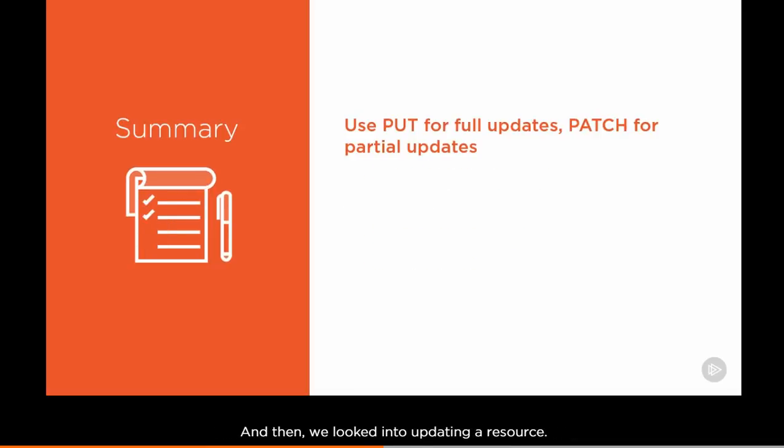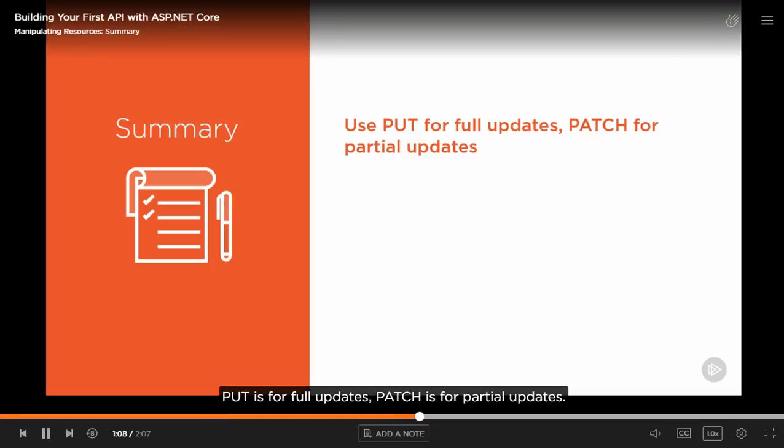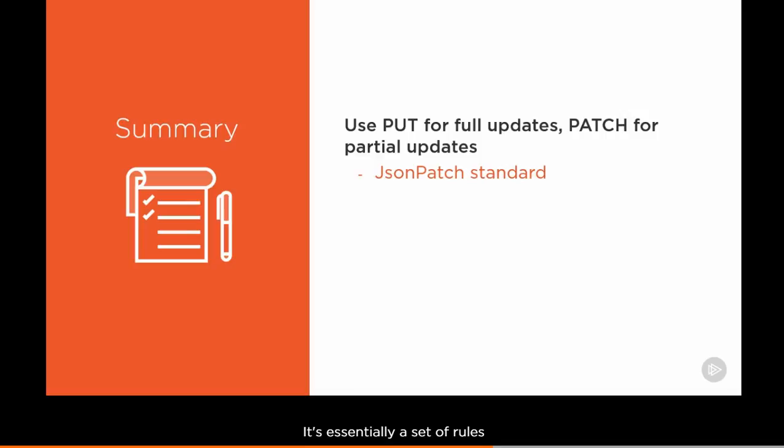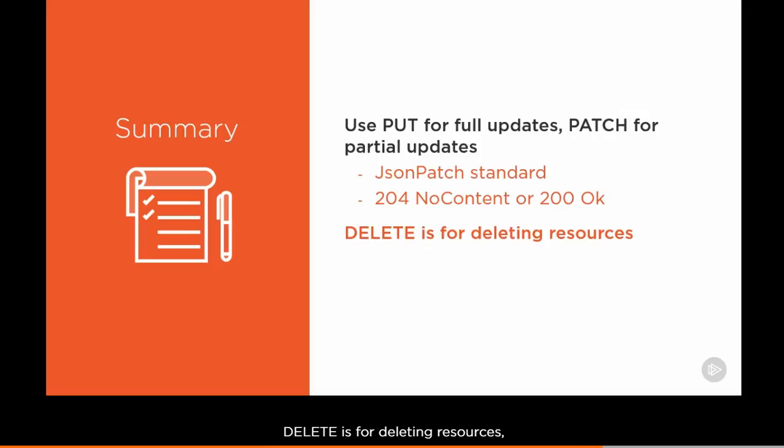And then we looked into updating a resource. Put is for full updates, patch is for partial updates. Partial updates are often preferred, but they require a way to send through a list of changes. That's where the JSON patch standard comes in. It's essentially a set of rules for expressing a sequence of operations to apply to the JSON resource we want to update. After a successful update, a 204 no content status code, or alternatively a 200 OK status code, should be sent back with a response. Delete is for deleting resources, and that warrants a 204 no content status code as a successful response.